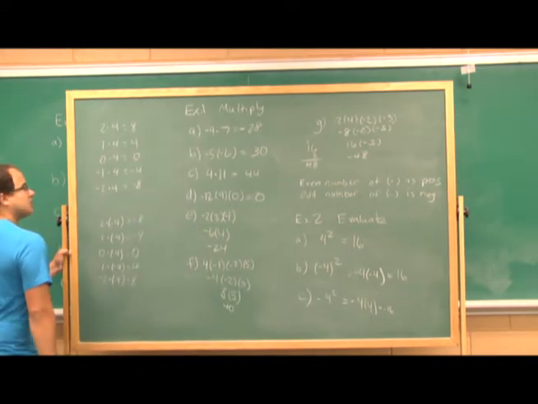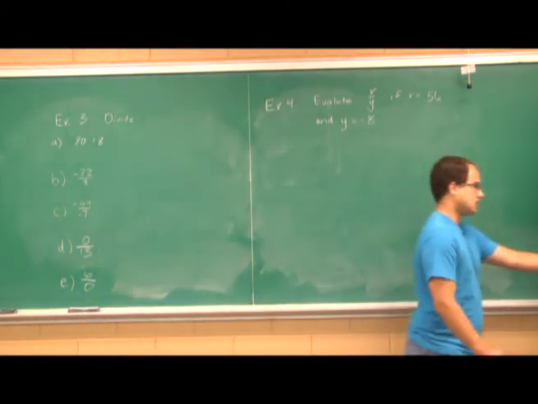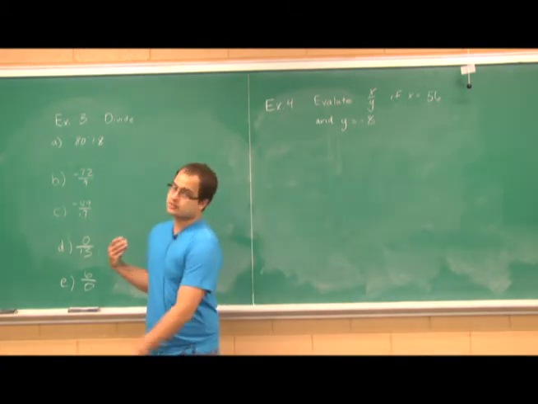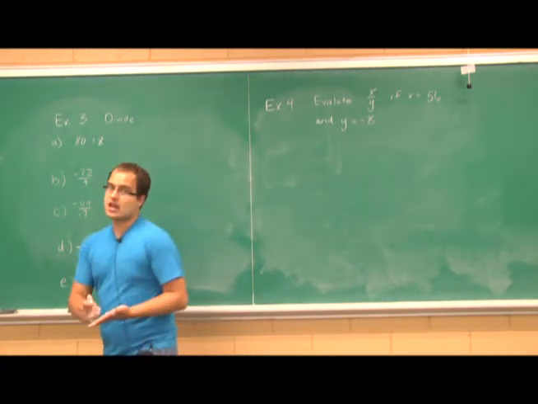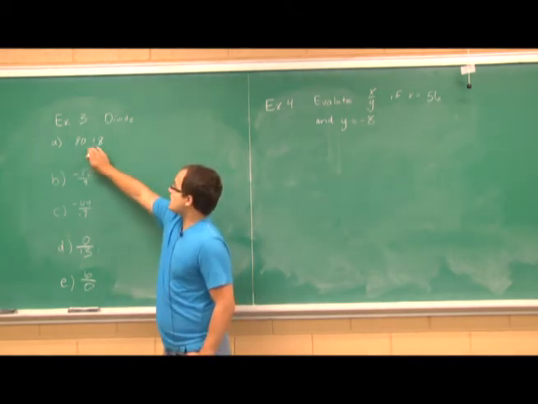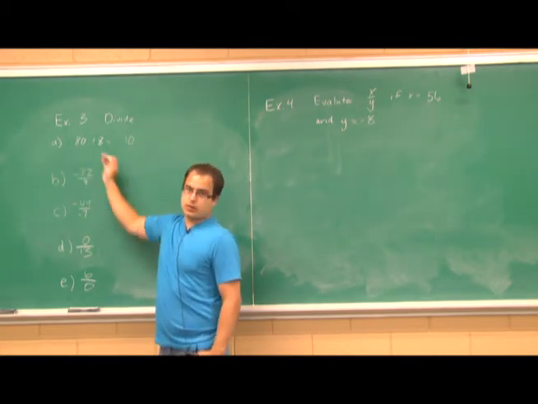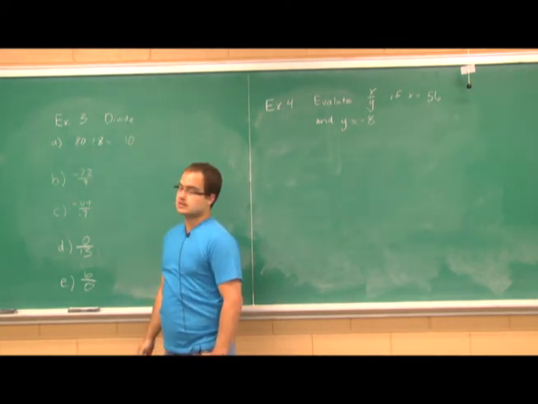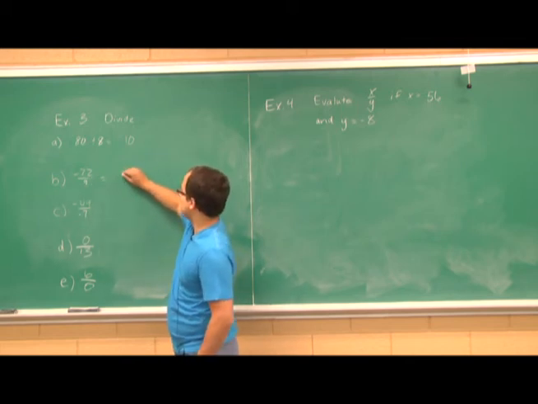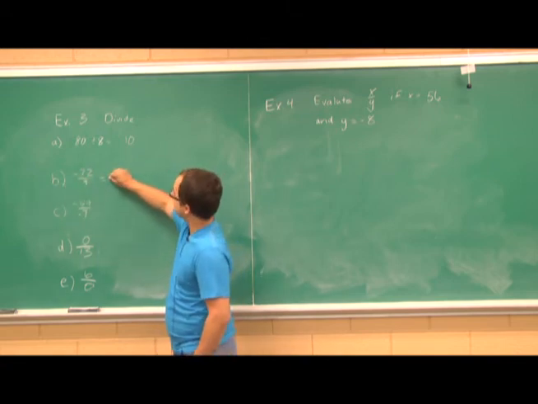Now with division, the same rules for multiplication apply to division because division is just the opposite of multiplication. So same sign, positive answer, different signs, negative answer. So 80 divided by 8. Well, 80 divided by 8 is 10 because they're both positive, my answer is positive. Negative 72 divided by 9 is 8.